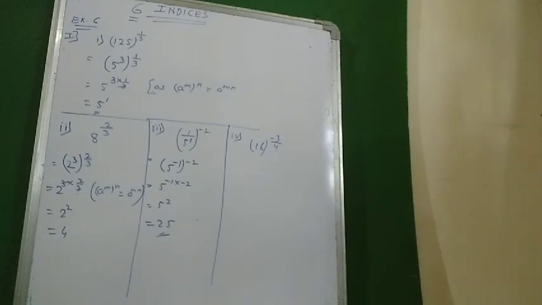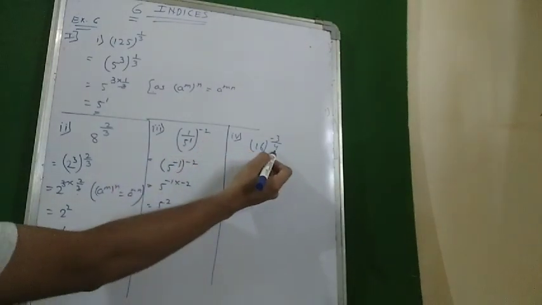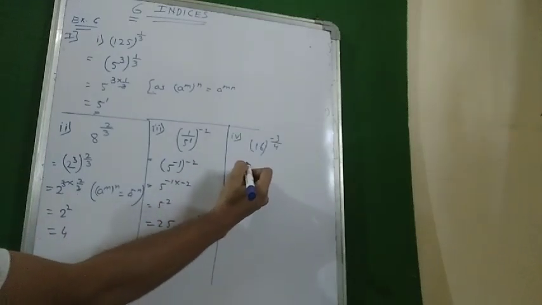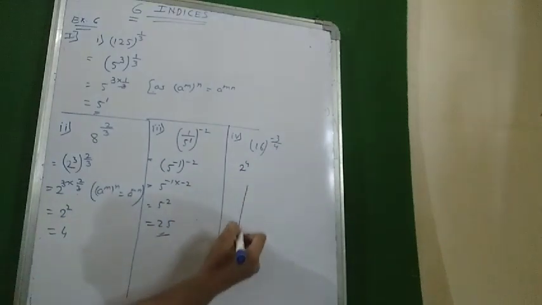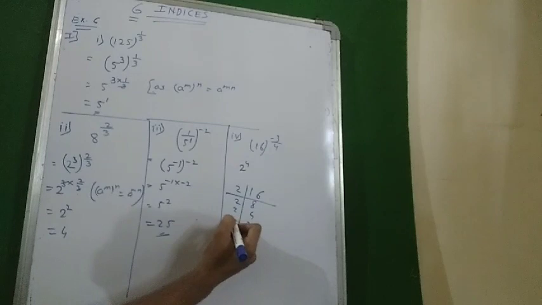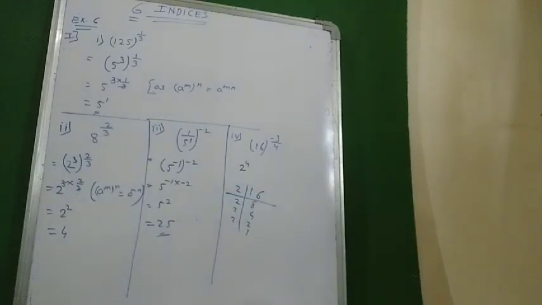Now the fourth one. 16. We can see 4 in the denominator. So 16 can be written as 2 raised to 4. How can you understand this? Just find the factors. 2 8s are 16, 2 4s are 8, 2 2s are 4, 2 1s are 2. So we have 2 raised to 4.